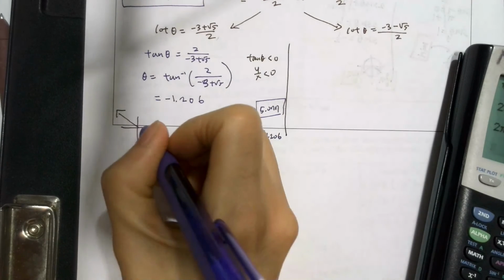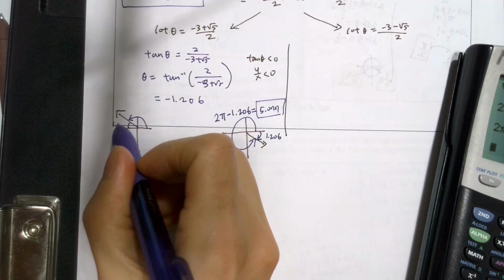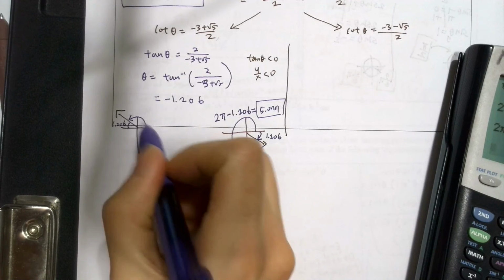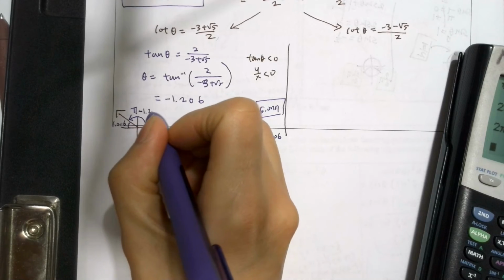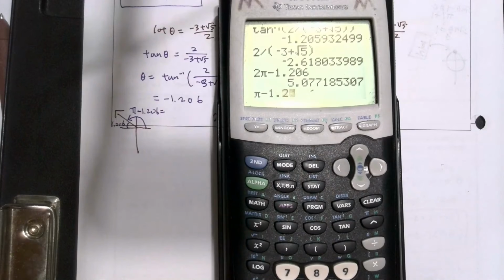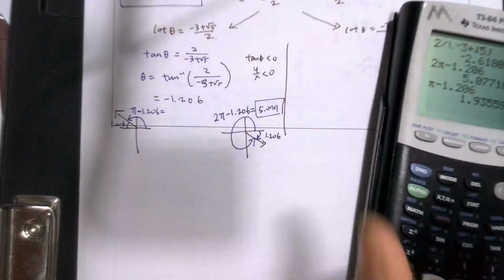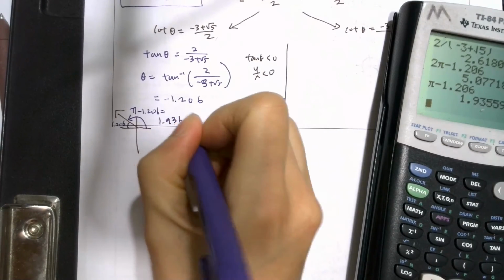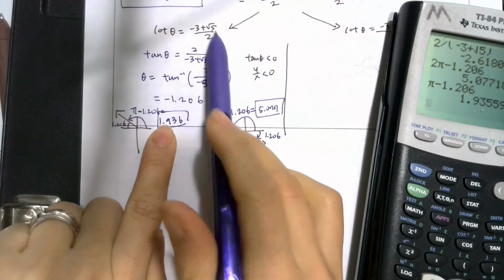It will be the answer in the fourth quadrant. Now, the angle for the second quadrant. Well, your reference angle is 1.206, so the other actual angle will be pi minus 1.206. Pi minus 1.206 gives 1.936. So those are the two solutions I got from that part.